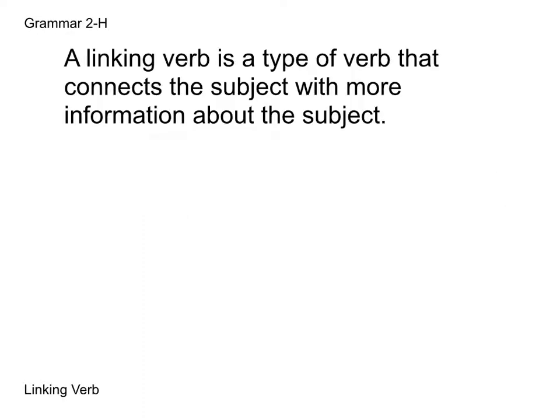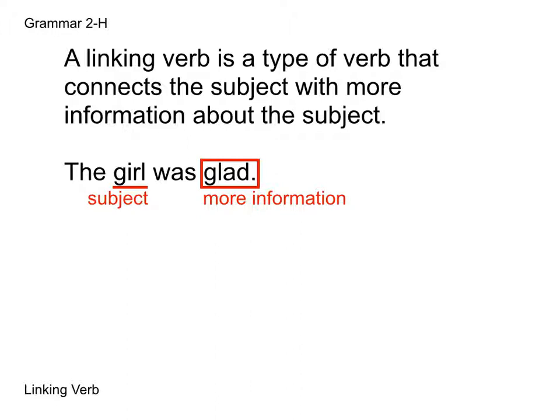A linking verb is a type of verb that connects a subject with more information about the subject. So let's look at an example. We have, the girl was glad. Our subject is the girl, so we're going to underline that. And what other information are we learning about her in this sentence? That she was glad. So we're going to put a square around that just so we can differentiate it.